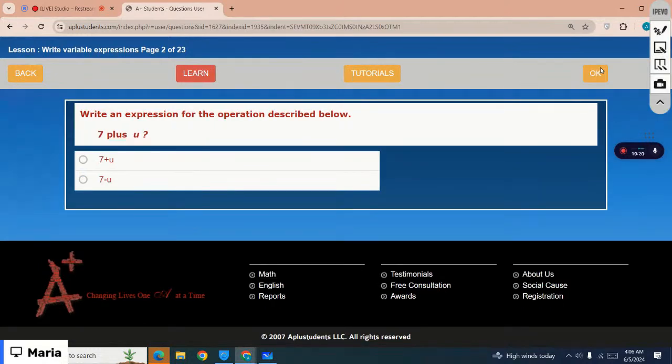Write an expression for the operation described below: 7 plus u. Which is the correct option? Yes, option number 1 is the correct option.